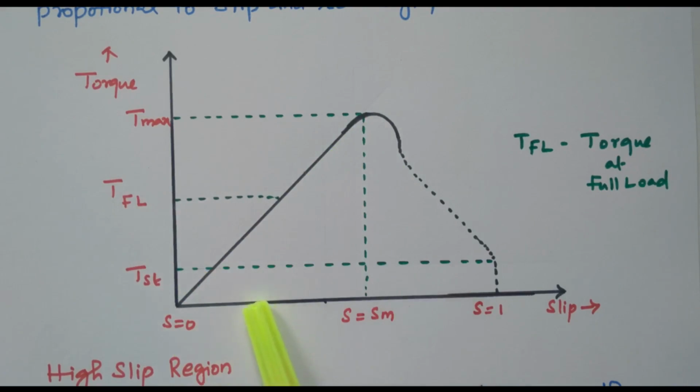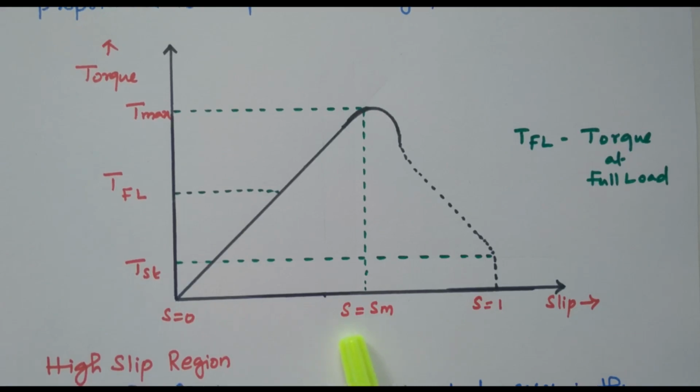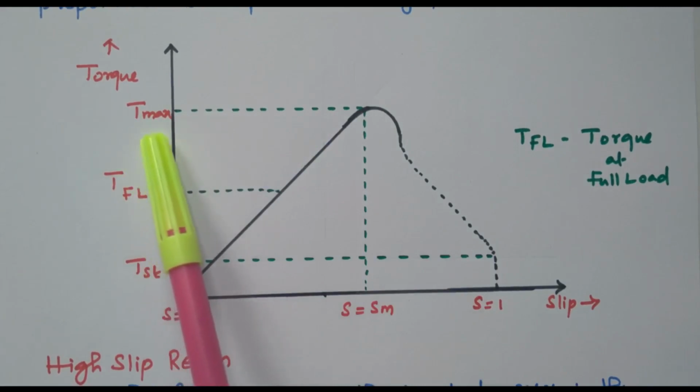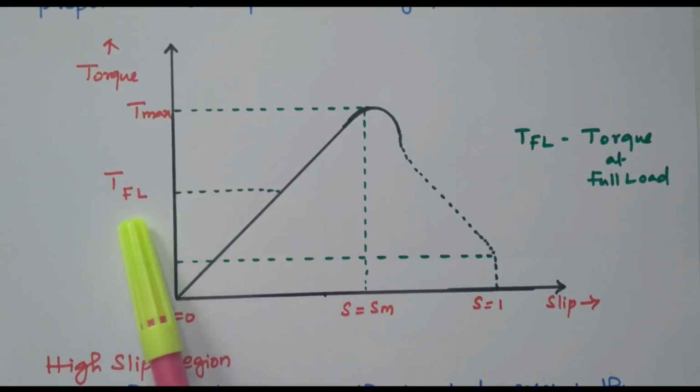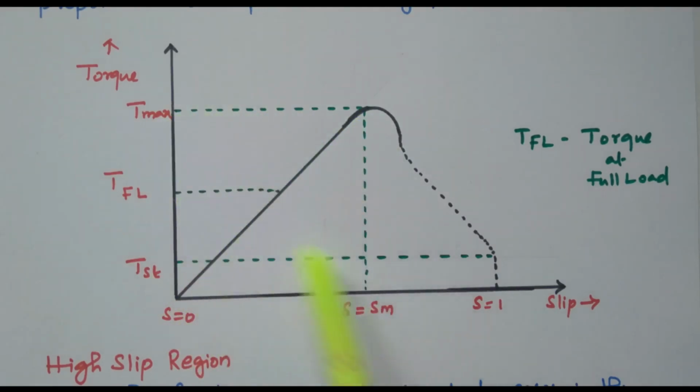Both are proportional. At this point it is maximum, S equal to S max, the slip corresponding to the maximum. So this is the maximum torque, T max. Half of this portion is almost the full load torque, TFL. TFL is nothing but full load torque, right? So S equal to 0 means the torque and slip are both 0, and the curve starts at 0. During the low slip region, slip increases, torque also increases, so we are getting the straight line. This is the maximum torque, and this is the corresponding slip value.